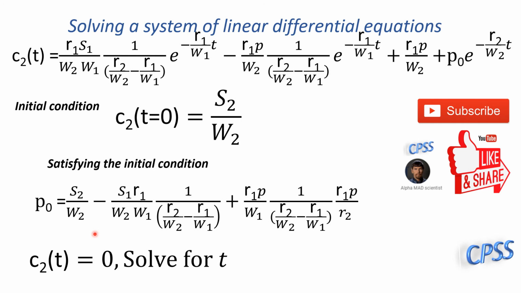Now the last part, which I didn't do, I think you can easily do because we did it for concentration 1. It's: when does the concentration in tank 2 disappear? Well, after applying the initial conditions for C2, all you need to do is make C2 equal to 0 and solve for t.